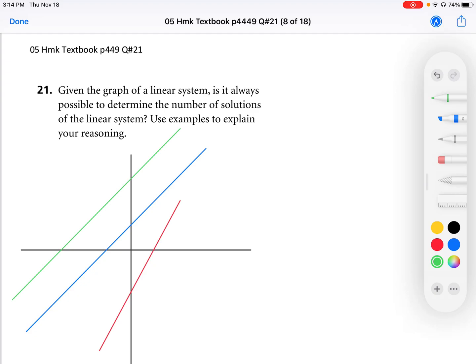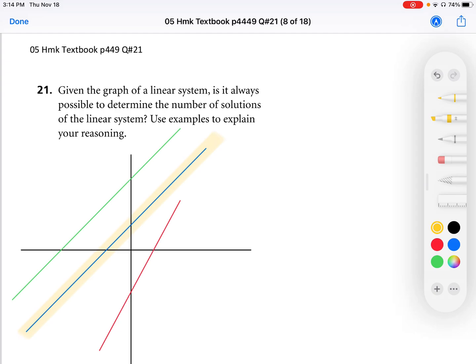And if they're parallel and on the same line, so maybe I'll just draw that in yellow here. If they're parallel and they actually represent the same line, then there are infinite solutions. So we can also see that as well.